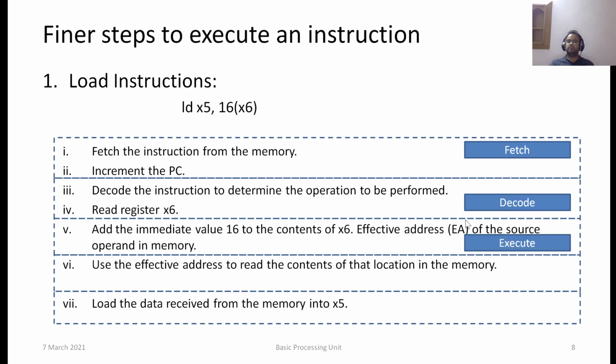The third step, where we are calculating the effective address, is the execute stage. The fourth step, where we are talking to the memory, is the memory access stage. And the fifth step, where we eventually update the destination register, is the register update stage.